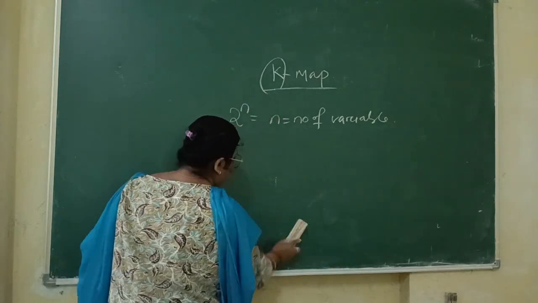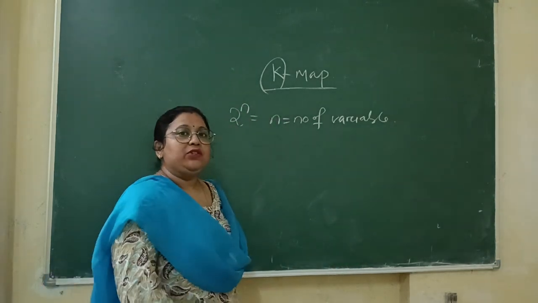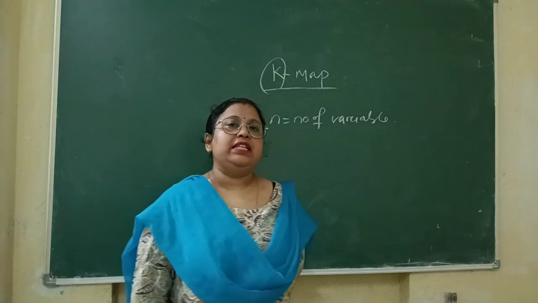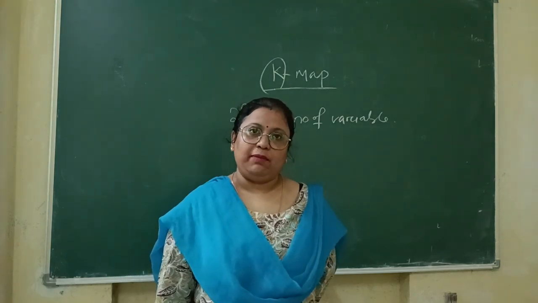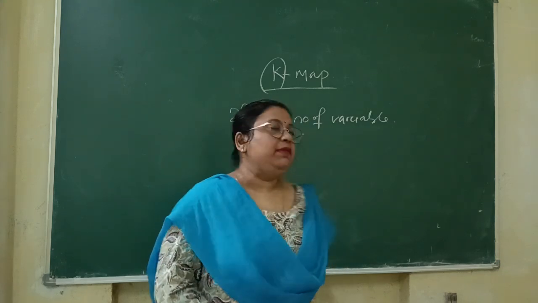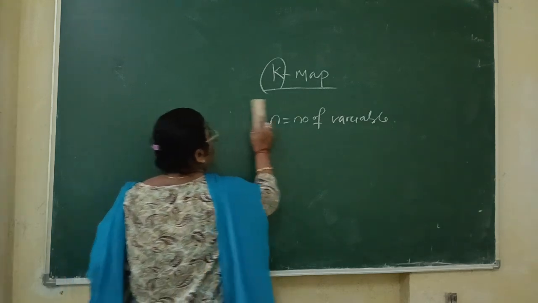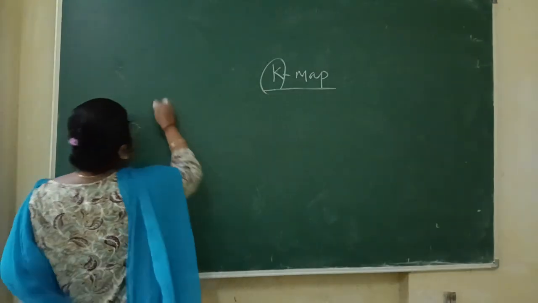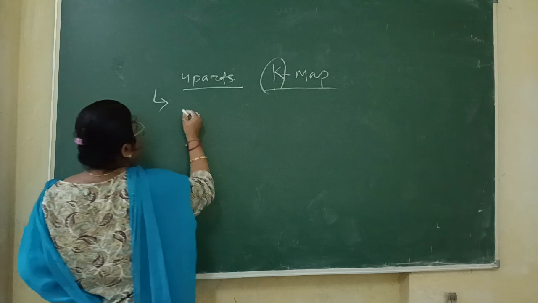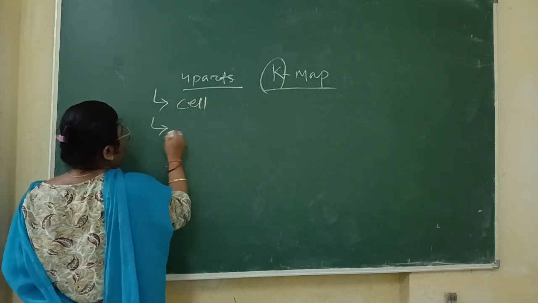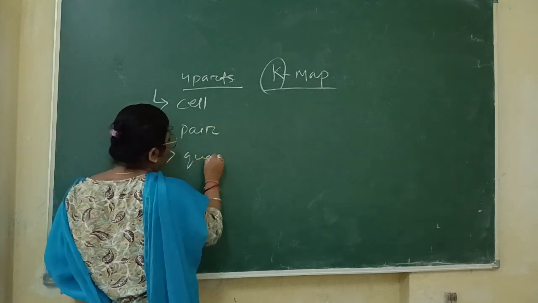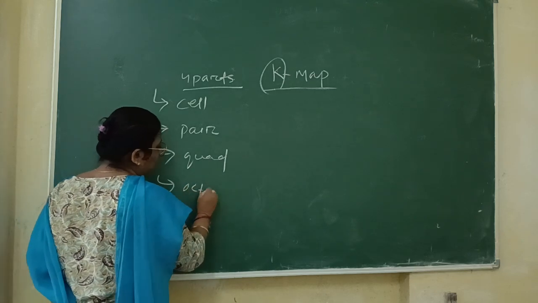So now we are going to draw K-map. K-map is nothing but a square box or a rectangular box. Each rectangular box or square box is divided into smaller parts, known as K-map. The smallest part of this K-map is known as a cell. Now let us see the different parts of K-map. K-map has 4 parts: one is cell, another one is pair, third one is quad, fourth one is octet.